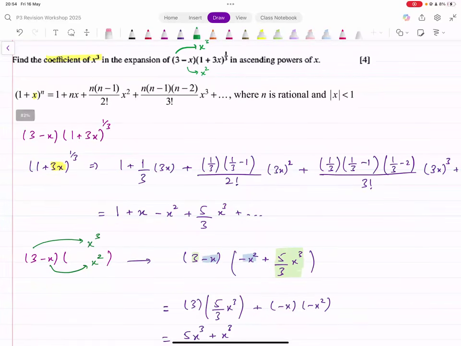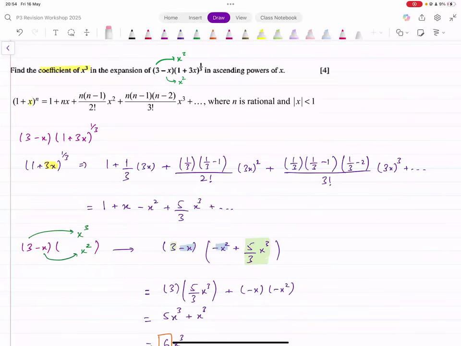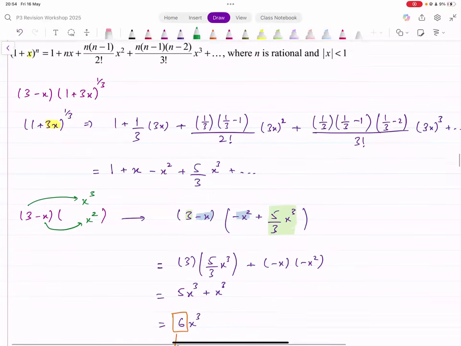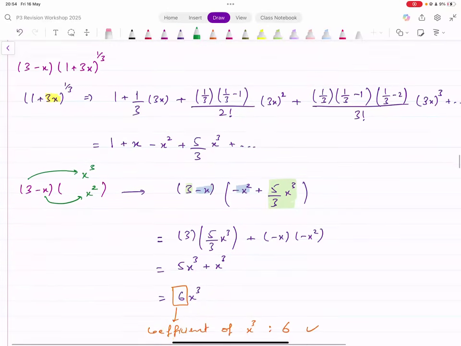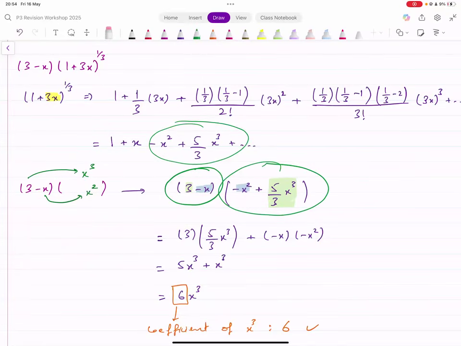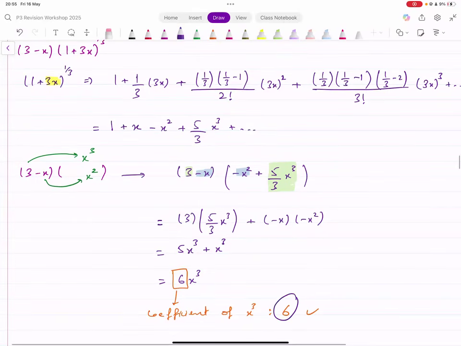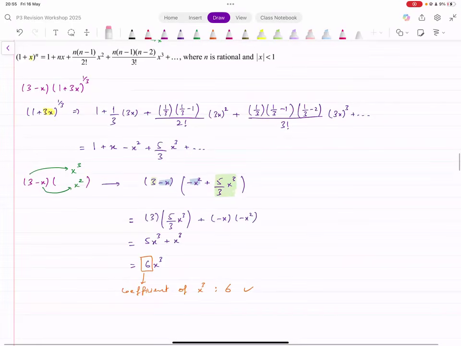That gives us this. And then we evaluate that product, 3 minus x times that expression, which are the two terms that we wanted, the x squared term and x cubed term. So we just focus on those two terms. We ignore the rest of them. We say 3 minus x into this, minus x squared plus 5 over 3 x cubed. We just take those two terms, and from that, we can get the coefficient of x cubed. That turns out to be 6. Okay, so we used to do problems like these in P1 binomial. You end up getting something like this in P3 sometimes as well.